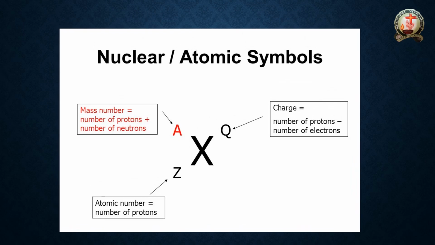See, the nuclear or atomic symbol representation. In your previous slide, you didn't see this Q, but I mentioned Q here. Why I mentioned it: the Q is the charge, number of protons minus number of electrons. Never ever forget. The Q is represented as the charge of an atom. The mass number is the number of protons plus neutrons. The atomic number is equal to the number of protons.